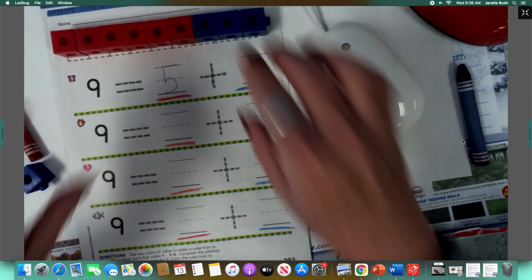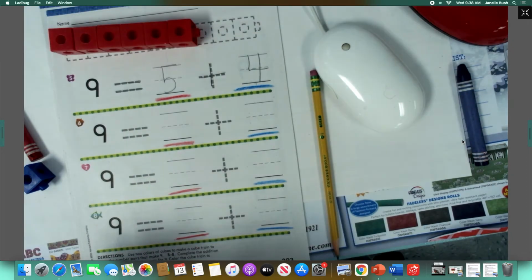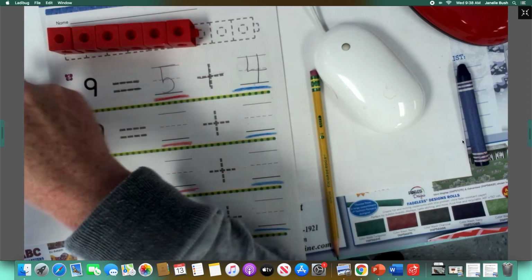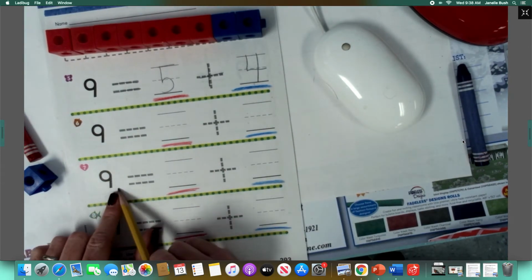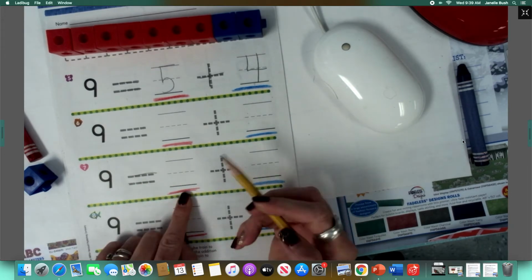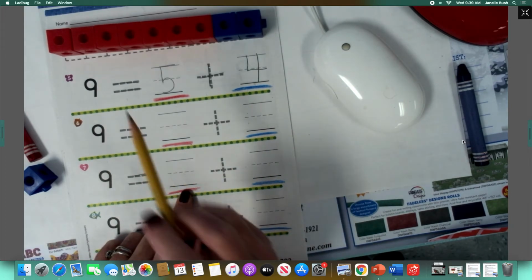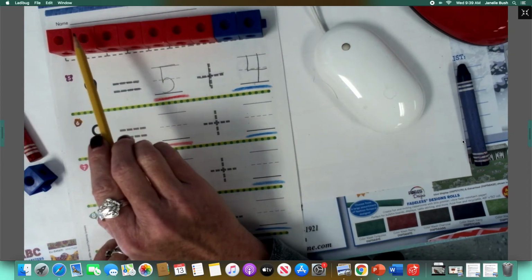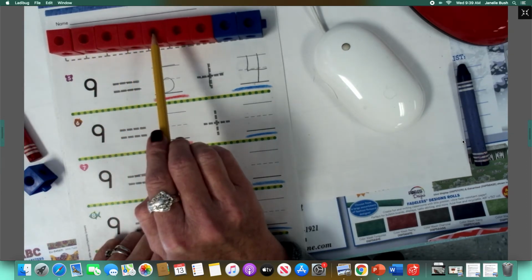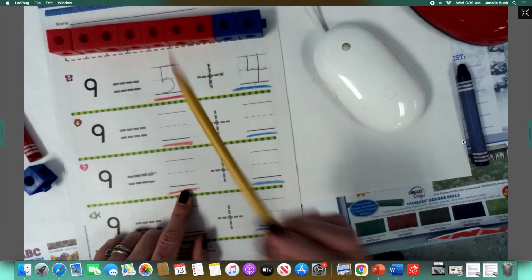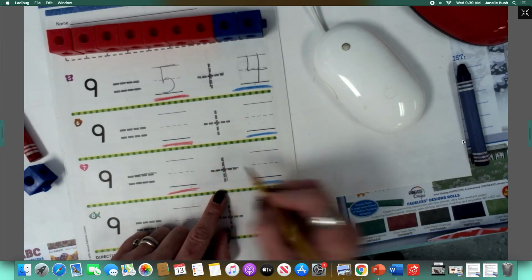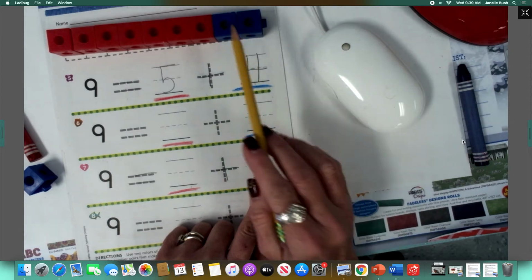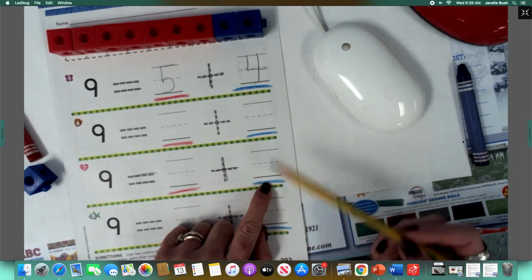All right, number 7. All right, we're on number 7 with the heart. Trace your equals. This first blank is going to be for the red cubes. Ready, set, count. Okay, you're going to write that number here for the red. Trace your plus. Now you're going to count the blue, and write that number here.